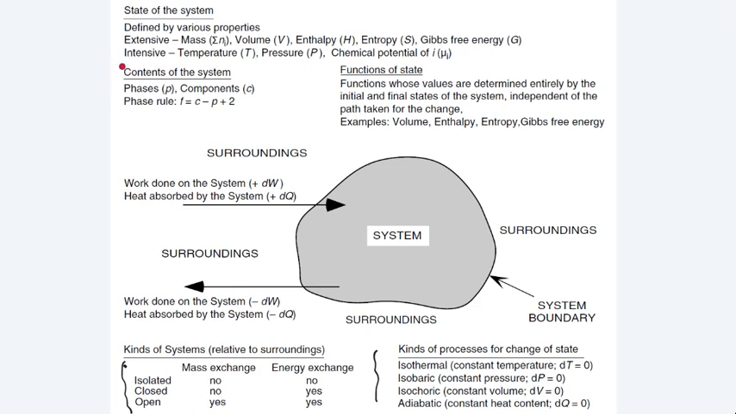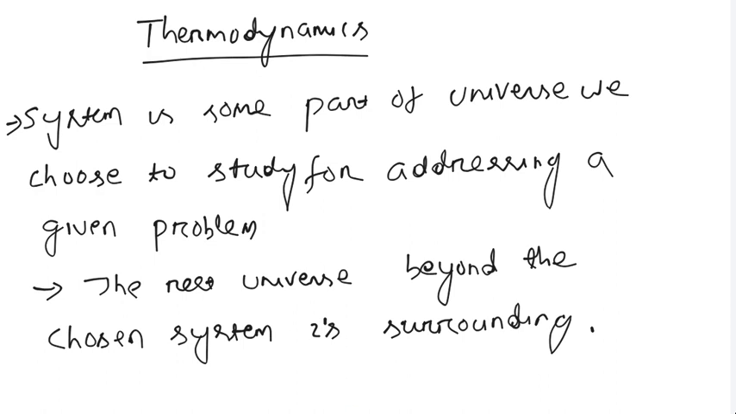More about phases, components and the phase rule, we will cover in the Gibbs phase rule. Then comes the state of the system, or you can say the variables. There are two types of variable we define.